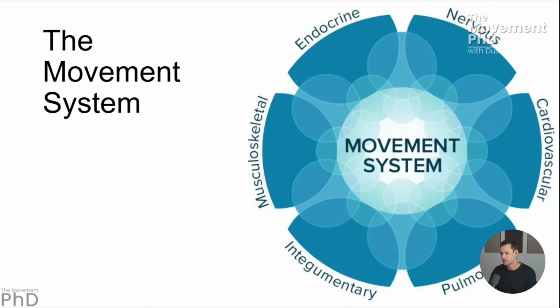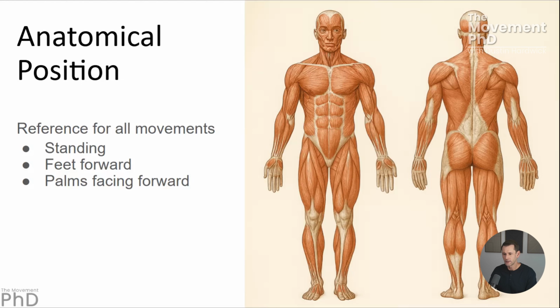So for this podcast, we'll spend most of our time on the musculoskeletal system. Before we start talking about planes and different types of movement, let's get a home base here. Our home base for all of our movements is going to be anatomical position. So this is standing with your feet forward and your palms facing forward. So the standing, feet forward, that probably makes sense. We don't usually stand with our palms facing forward, but that is going to be our reference point from now on. So if I say something is anterior, posterior, superior, or inferior, I'm really referring back to this anatomical position.